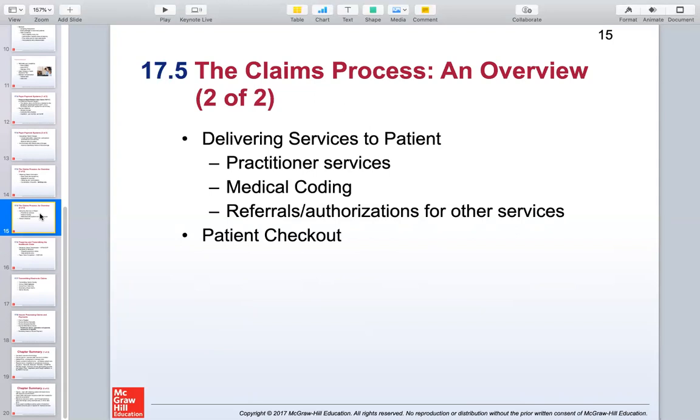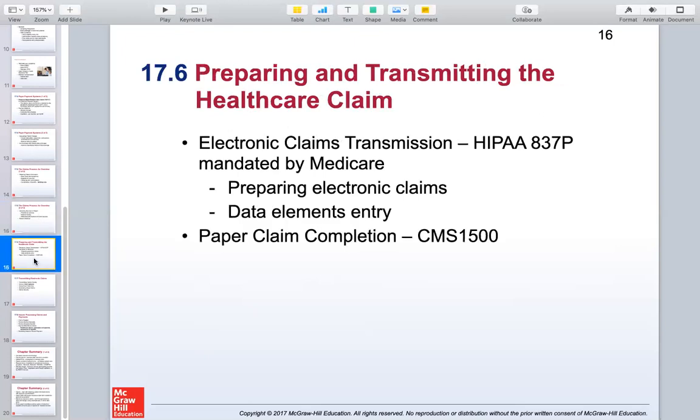Then again, making sure you've got any referrals if the patient's an HMO and they have to see their primary care doctor first. A paper referral is required for them to go to the specialist. That has to be documented. And of course, authorizations as well have to be documented.